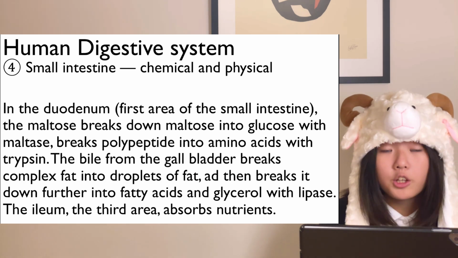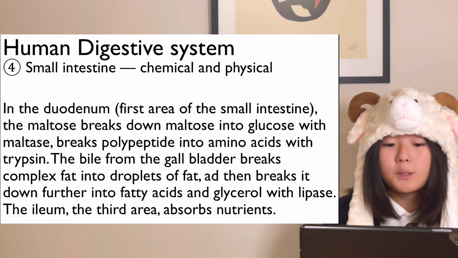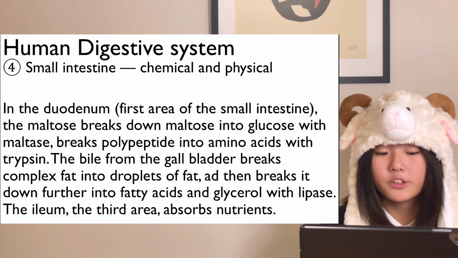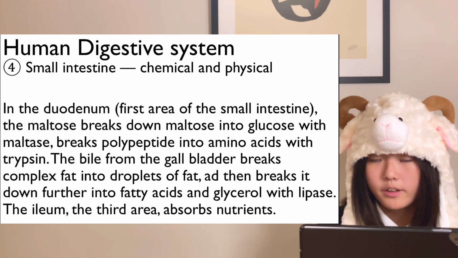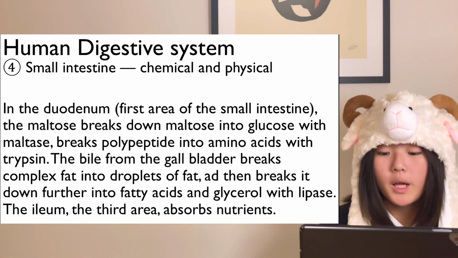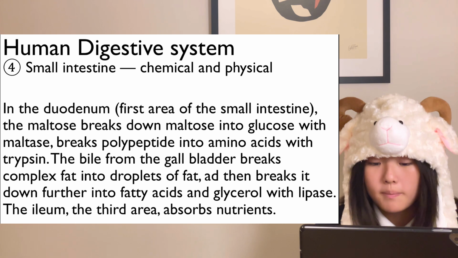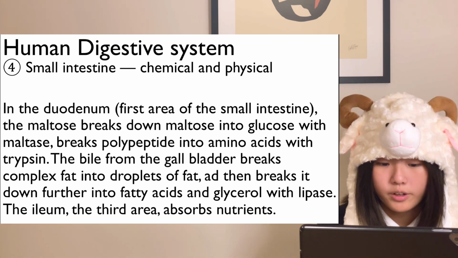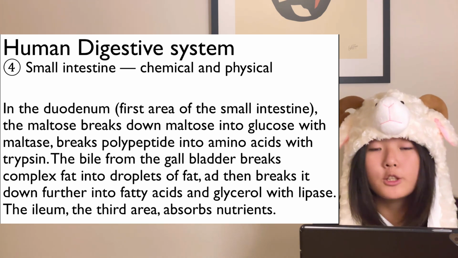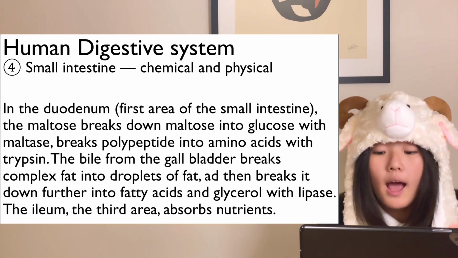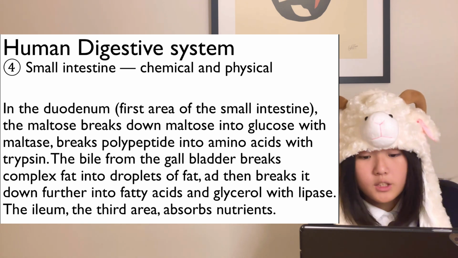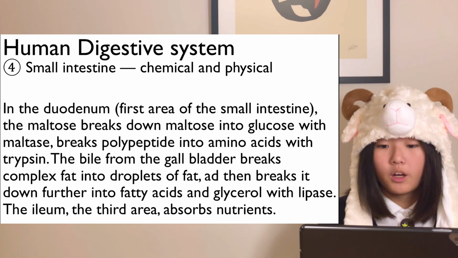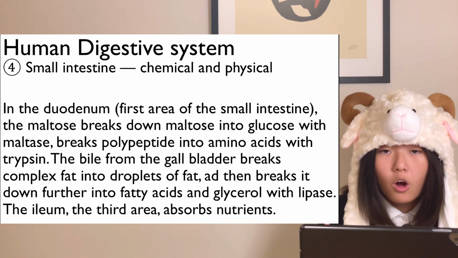The fourth and arguably the most important part is the small intestine. This also has chemical and physical digestion occurring in it. In the duodenum, the first area of the small intestine, the maltose breaks down into glucose with maltase. The polypeptide also breaks into amino acids with trypsin. The bile from the gallbladder breaks complex fat into droplets of fat and then breaks the fat again further into fatty acids and glycerol with lipase. The ileum, the third area of your small intestine, absorbs all the nutrients.